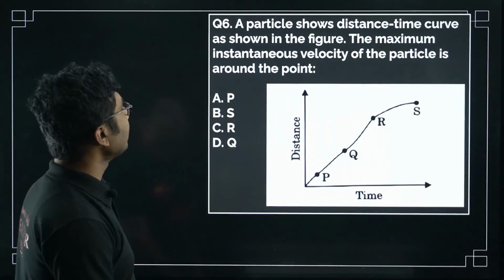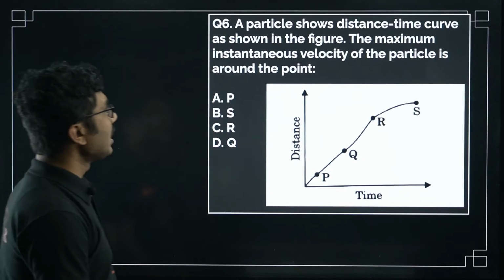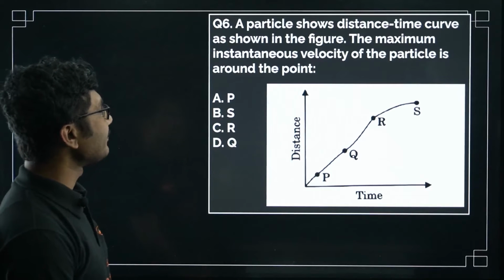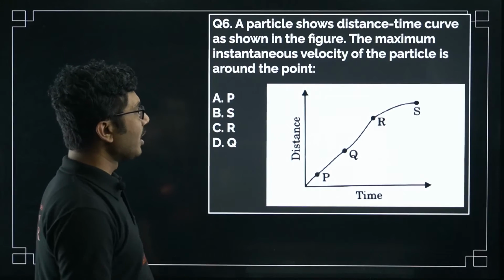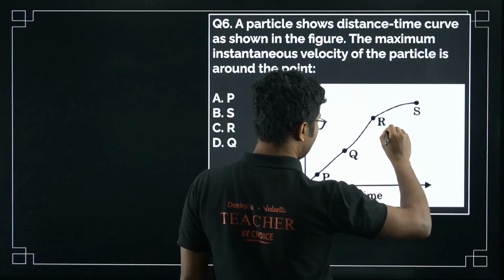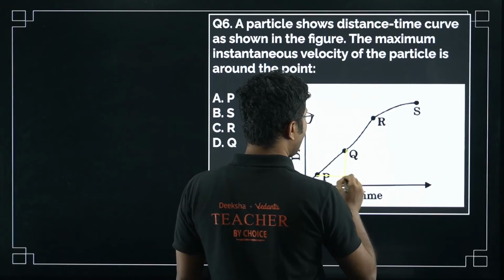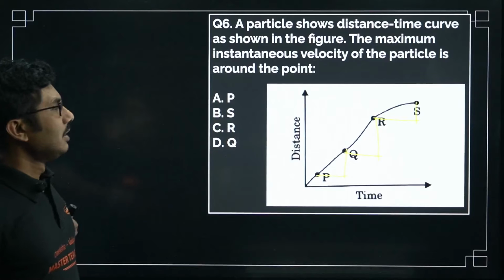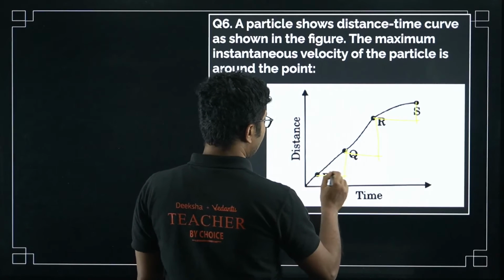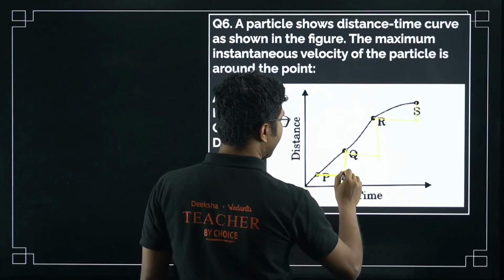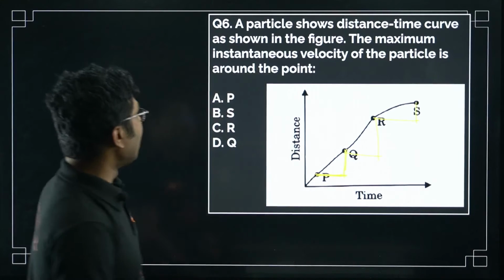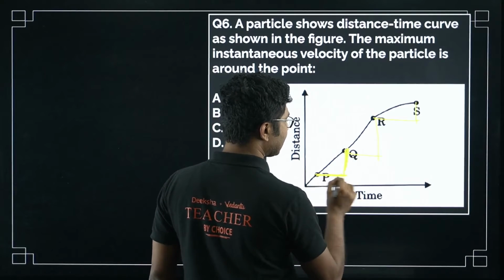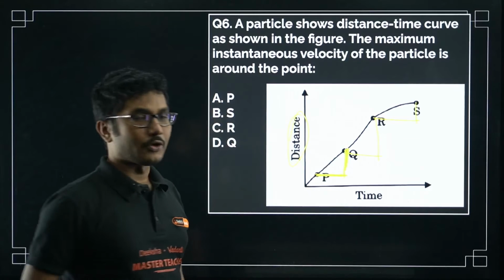Now let's move on. A particle shows a distance time graph as shown in the figure. The maximum instantaneous velocity of the particle is around the point. So if you see that during this individual points p to q, delta y by delta x is the slope, right? Now distance by time, distance is y, gives you the instantaneous velocity, right? So delta y by delta x gives you the distance upon time, that is instantaneous velocity.